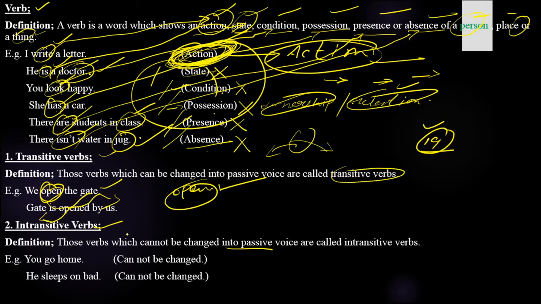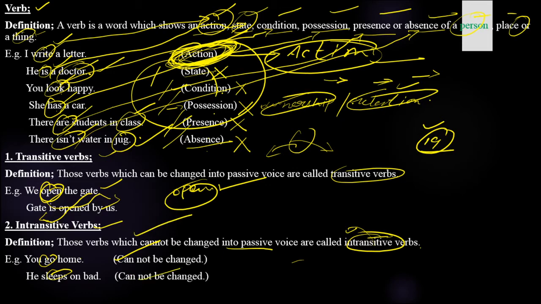Intransitive verbs are also action verbs but cannot be changed into passive voice. In means not transitive, which can be changed, so the ones that cannot be changed are called intransitive verbs. Example: you go home. Now see, go is your action verb but cannot be changed into passive voice. He sleeps on the bed. Now sleep is an action verb but cannot be changed into passive voice, just because it is an intransitive verb.